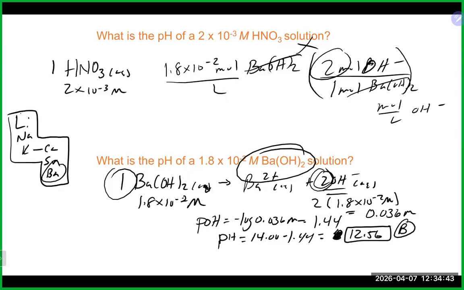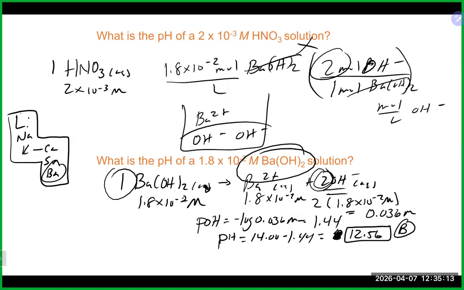So the quick way to do it is, whatever the coefficient is when it breaks apart, you just multiply the concentration by that coefficient. That's because in this case, there's twice the concentration of hydroxide ions floating around for every barium. The barium concentration is 1.8 times 10 to the minus 2. If you just think about when it goes into the solution, you get 1 barium ion to 2 hydroxide, so you've got twice the concentration of hydroxide in that solution as you do barium. Yep. Other questions?